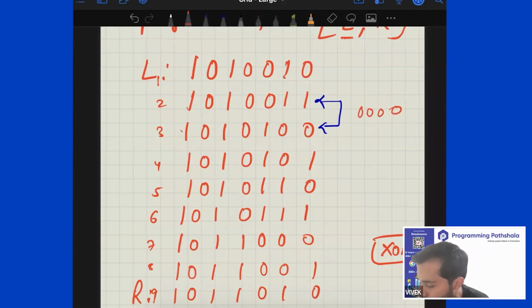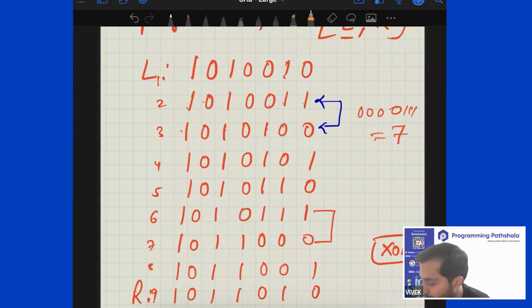Because you can see 1 1 0 0 1 1 0 0. The next 3 bits will be 1 1 1 because it is 0, it is 1, it is 1, it is 0, it is 1, it is 0. So it will be 1 1 1. So what is this result? This result is 7.